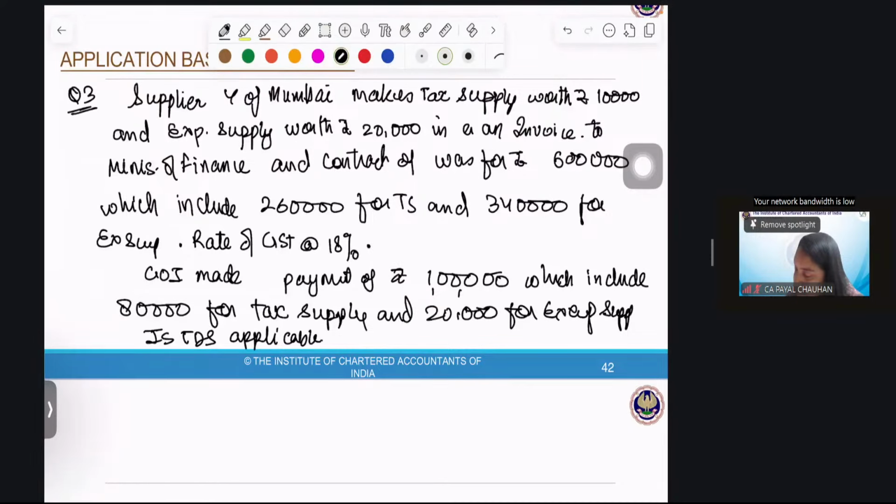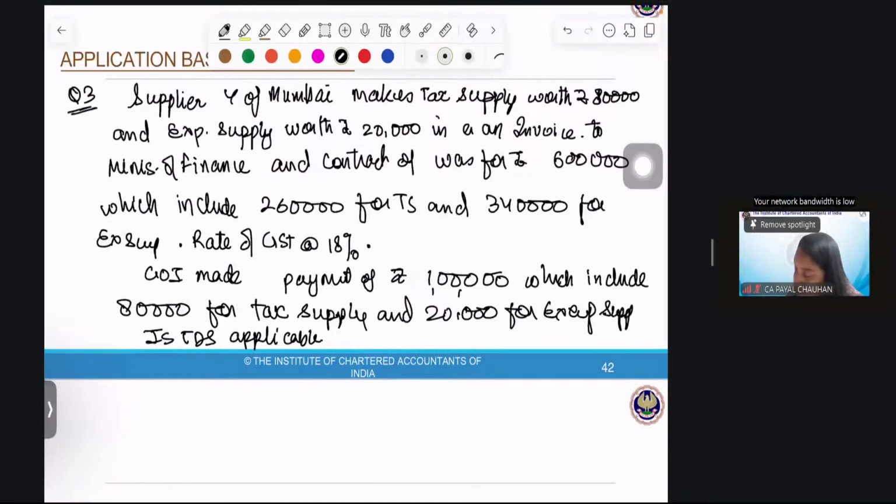Let me read it once and then we'll do it. Supplier Y of Mumbai makes a taxable supply worth rupees 80,000 and exempted supply worth rupees 20,000 in an invoice to the Finance Ministry, and the contract was rupees 6 lakh, which includes 2,60,000 for taxable supply and 3,40,000 for exempted supply, and the rate of GST is 18%, right? Government of India made a payment of rupees 1 lakh, which includes 80,000 for taxable supply and 20,000 for exempted supply. Is TDS applicable?